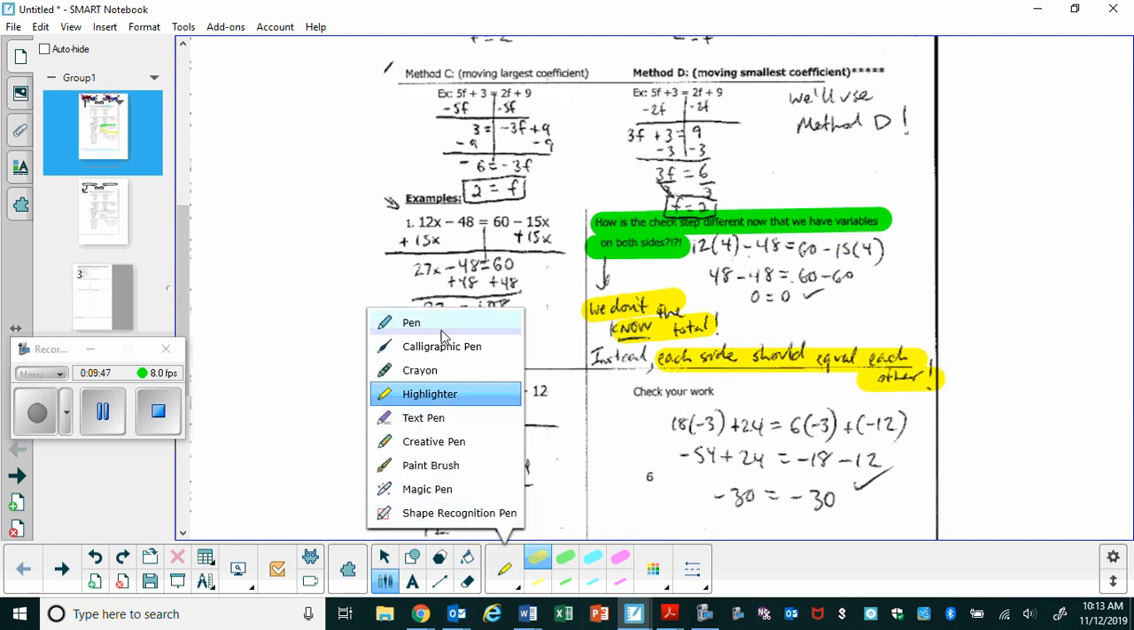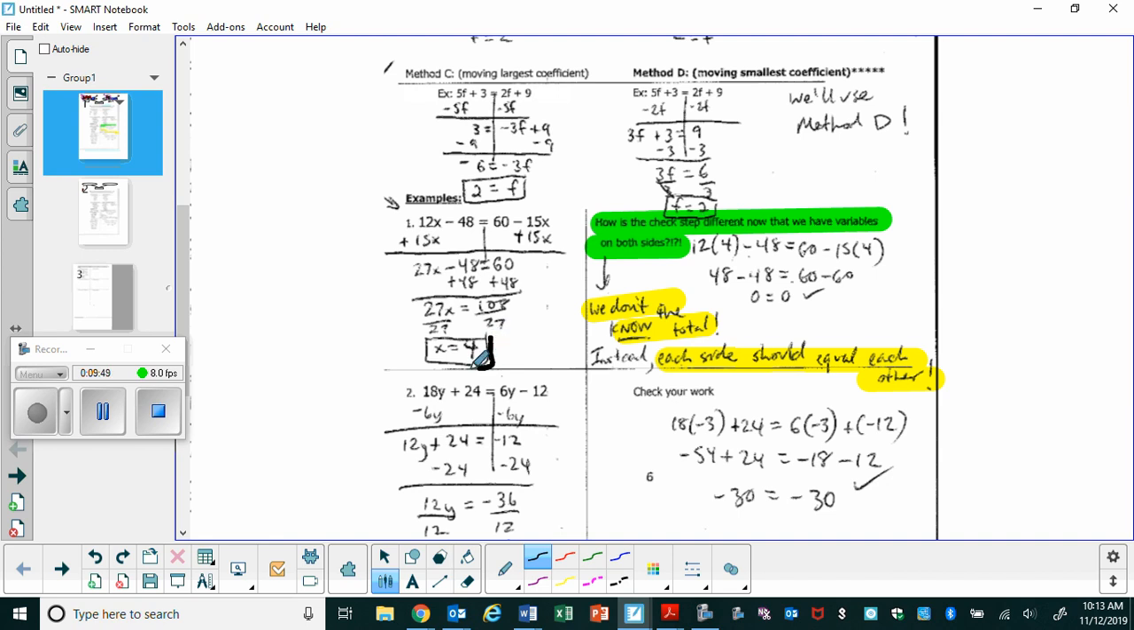Here's what I mean. When we plug in x equals 4, that was our answer. When we plug it in on this side, we get 12 times 4 is 48. And then when we subtract the constant, 48 minus 48 is 0. Now let's plug it in on this side. When we plug in x equals 4, we've got 60 minus 15 times x. So 60 minus 60 is also a 0. So we didn't know going into the check step what they would both equal. We just know that they should equal each other, and we know we're good to go.